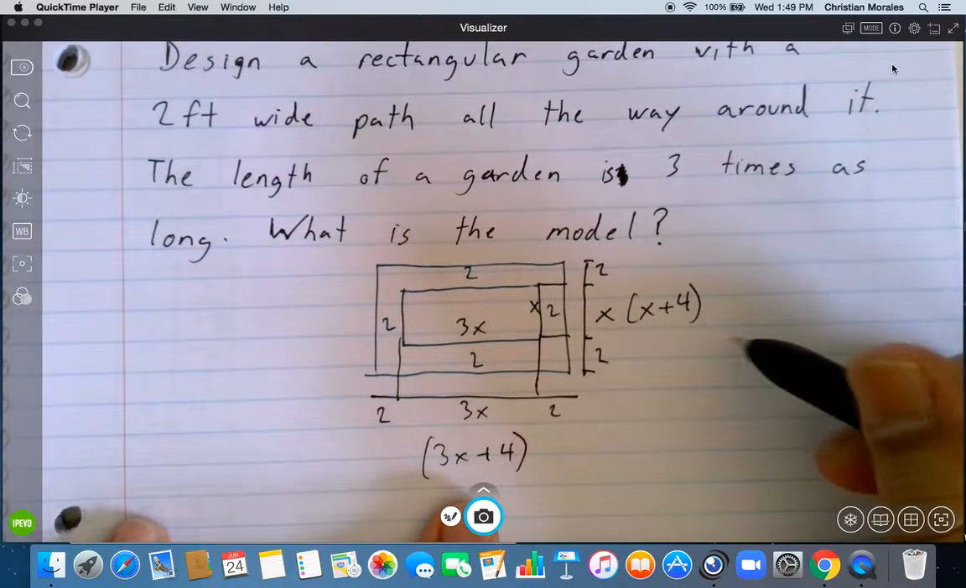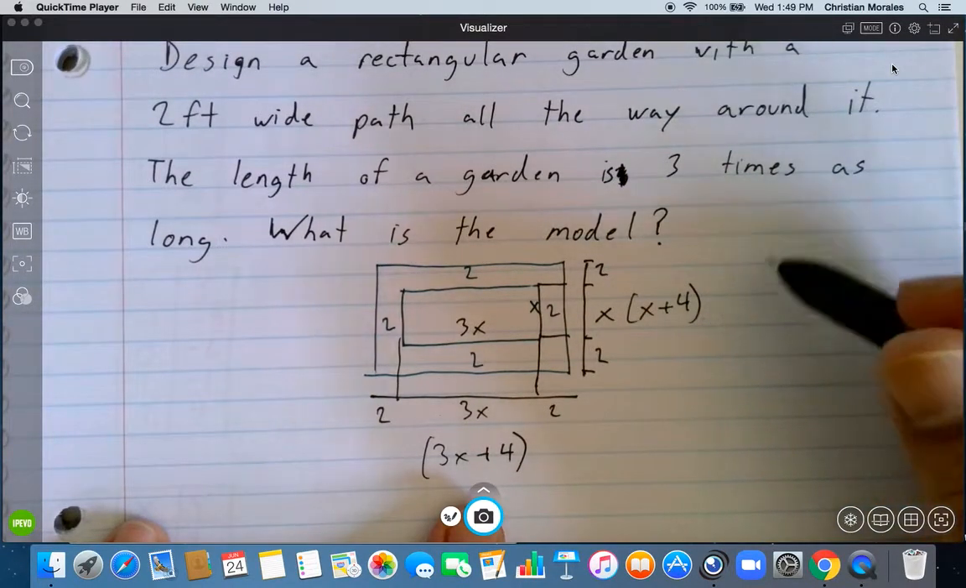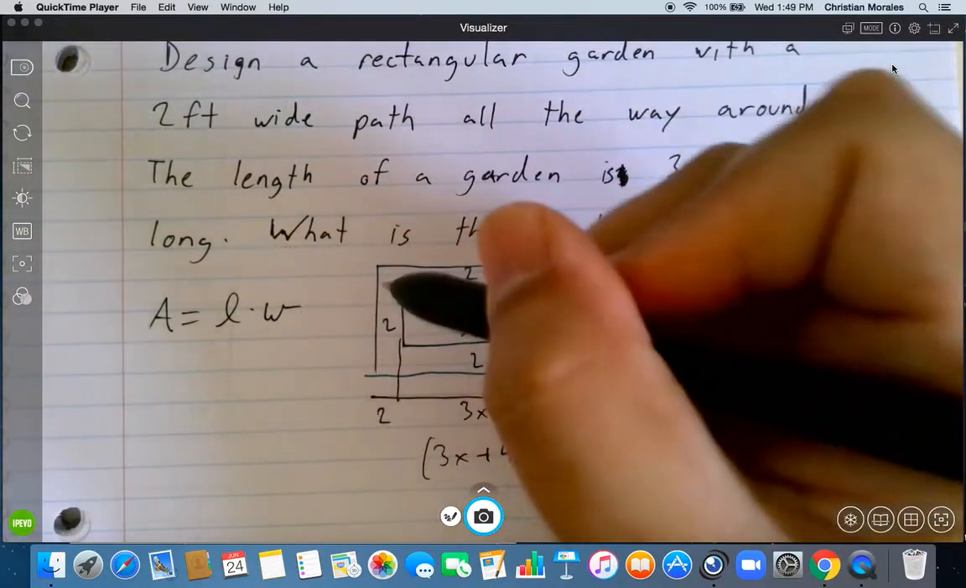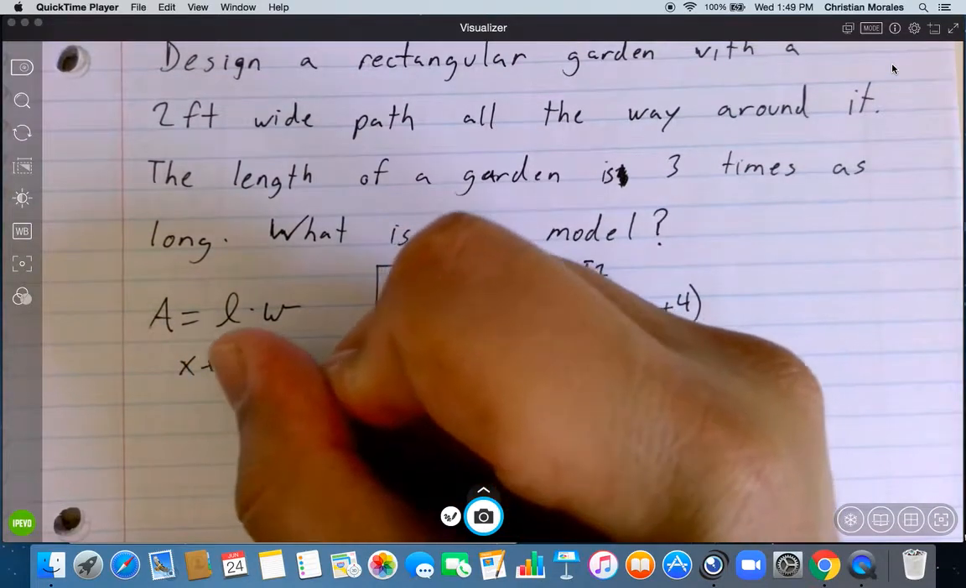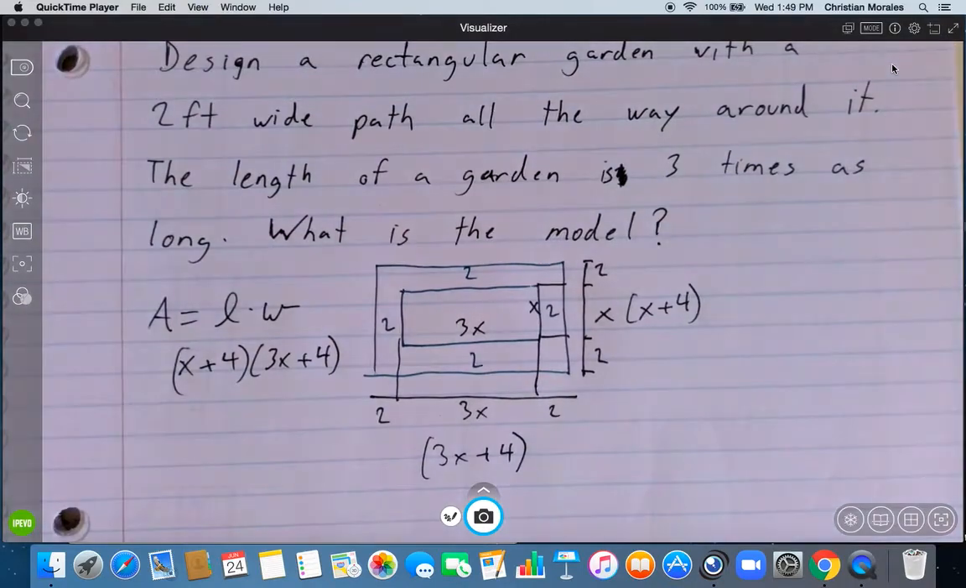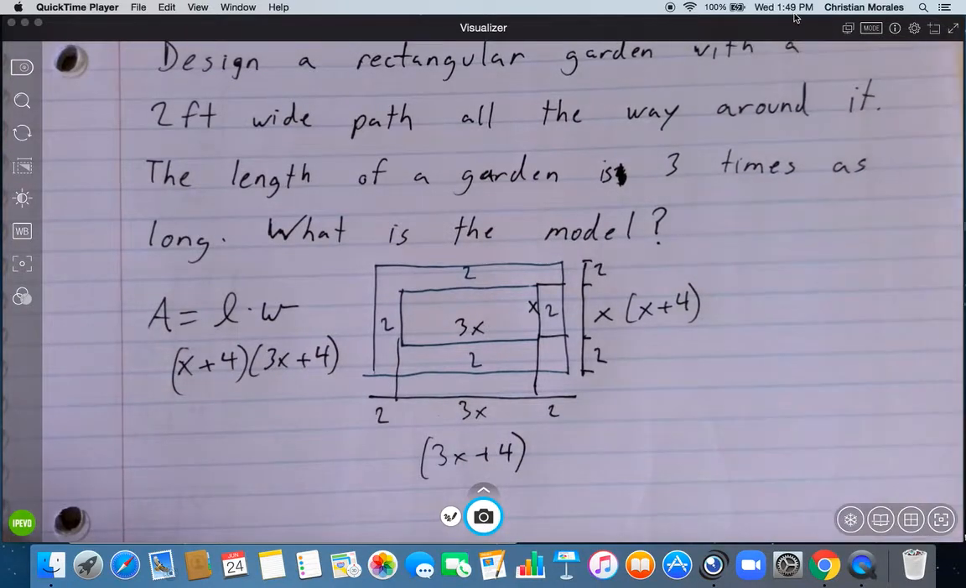So if I took those lengths and widths to find the area, length times width would be x plus 4 times 3x plus 4. So I would have to multiply that to get the area. And we've already talked about this. You would want to use the area model to multiply that. Okay? Okay, so these are some examples where you would use quadratics to model. And the reason this is a quadratic, because when you multiply this, you're going to get 3x squared. X squared is your quadratic.